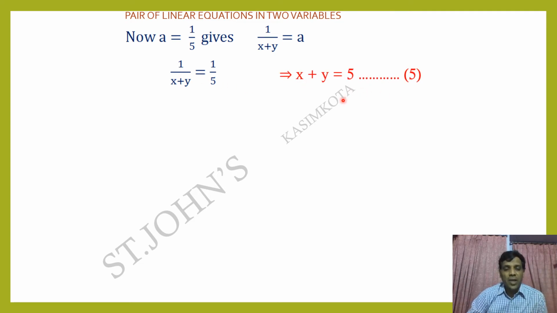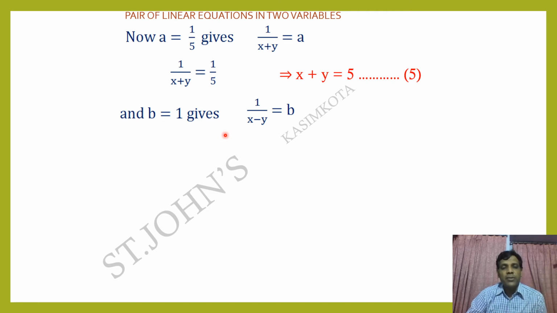Now 1 by x minus y equals b. So what is the value of b? 1. So write it in the next step. b equals 1 gives 1 by x minus y equals b. What is the value of b here? b equals 1. So 1 by x minus y equals 1.